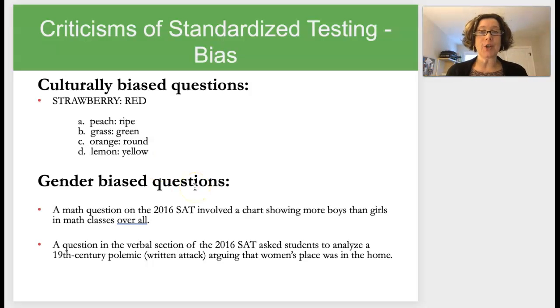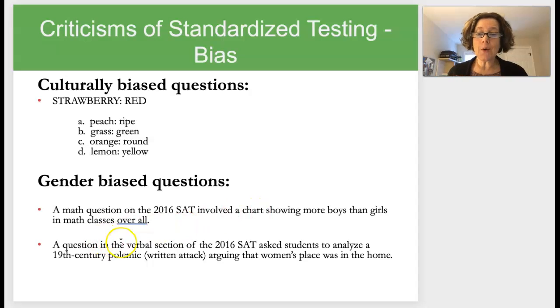Look at these gender bias questions. This is a math question on a 2016 SAT that involved a chart showing more boys than girls in math class overall. Remember our stereotype threat concept? This is it. So when a girl doing math questions on the SAT sees a chart depicting that there are more boys in math, how does that affect that girl's actual ability to do the test to her best ability?